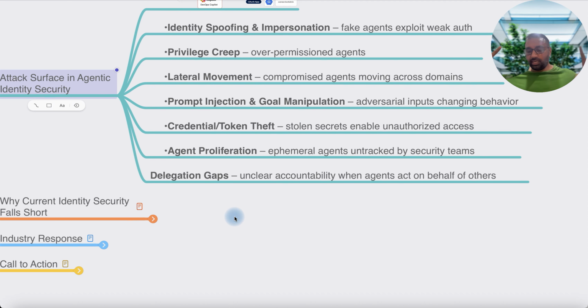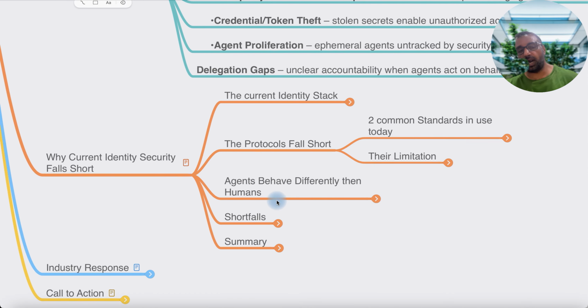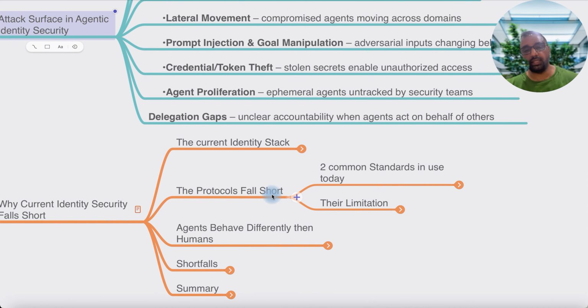If you look at this in an enterprise scenario, assume every user is able to create their own agents to automate their tasks, and they can give permissions, access, connections to systems that could be permanent, could be temporary, and because they don't understand the cybersecurity implications of giving these permissions to the agents, this could lead to a bigger attack surface. Okay, now let's look at why the current identity security stack is not able to handle these issues.